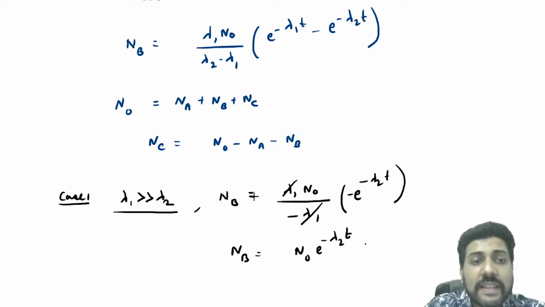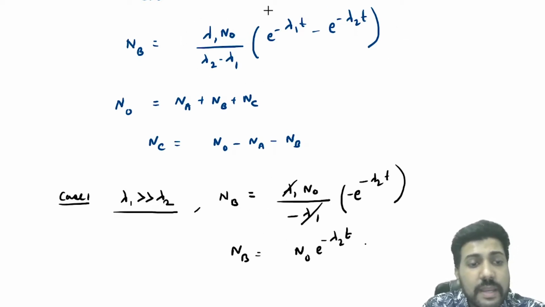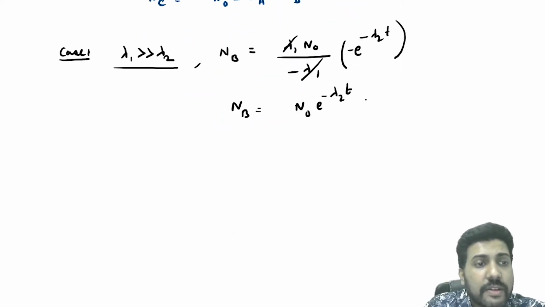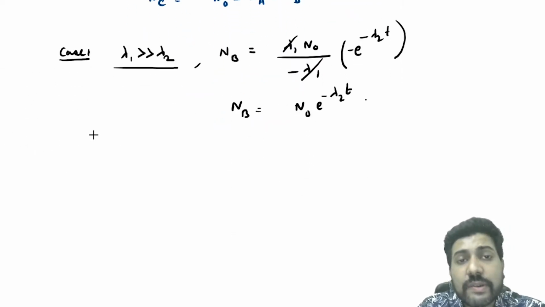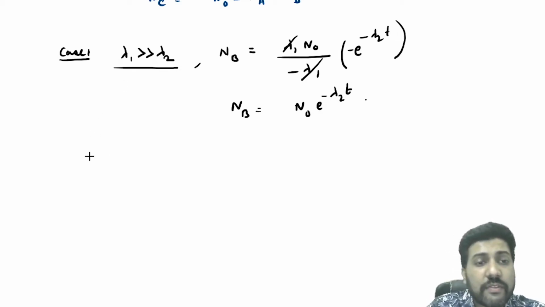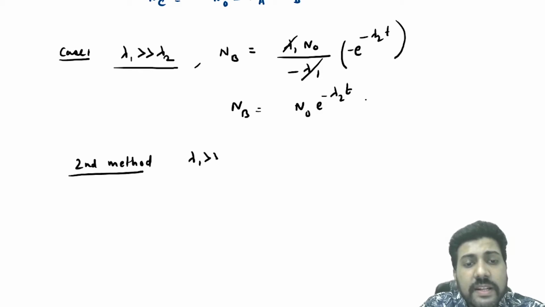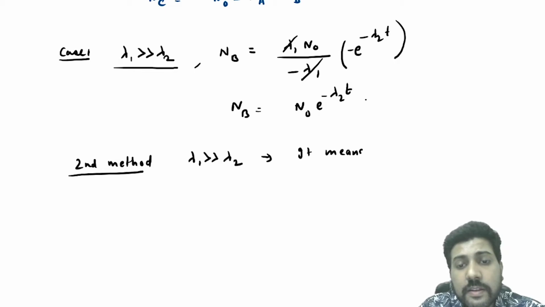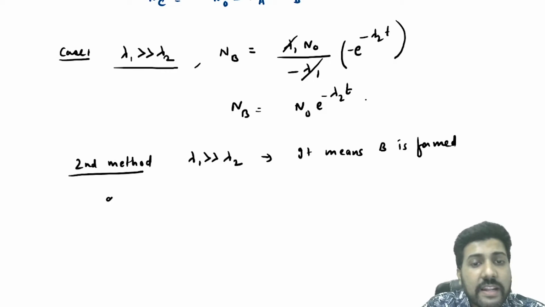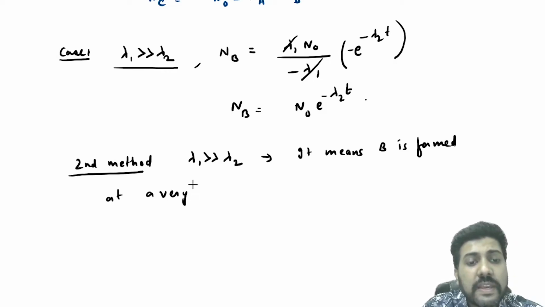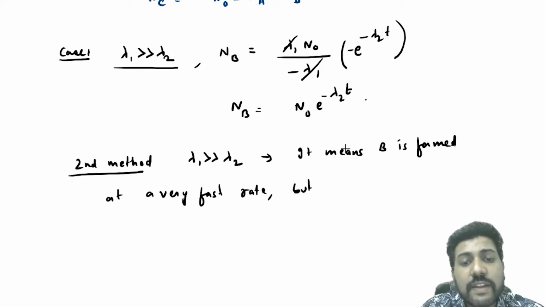So this is one method of finding the value of Nb when you know the general formula. But there is one more method where you will not have to solve the differential equation, or remember the formula above. See, second method: because lambda 1 is greater than lambda 2, that means B is formed at a very fast rate, but it decays at a very slow rate.